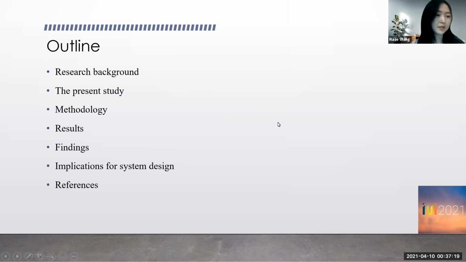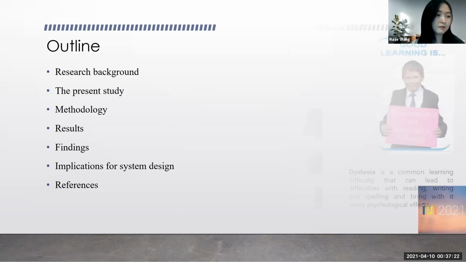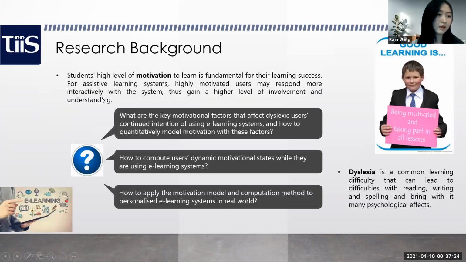This is the outline of my presentation today. First, research background. Today, e-learning systems offer us the opportunity to monitor users during their learning process, such as behavioral and mental states and learning progress, in order to apply personalized learning services and strategies to assist users' learning. Highly motivated users are more likely to respond more interactively with the system, stay longer in the system, and thus gain a high level of involvement and understanding of learning content in e-learning systems.